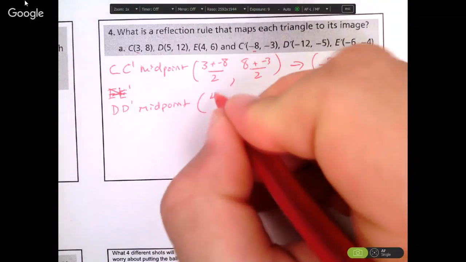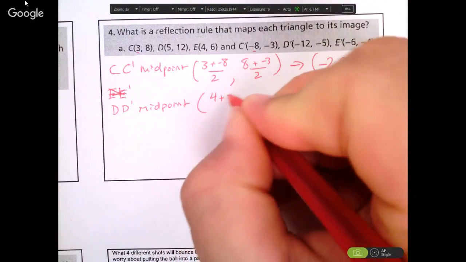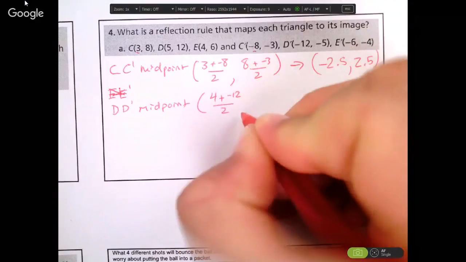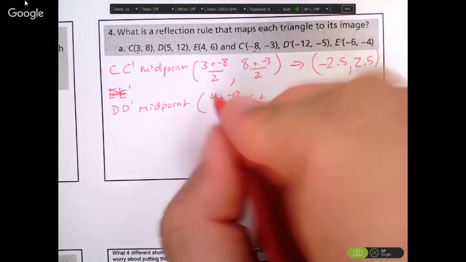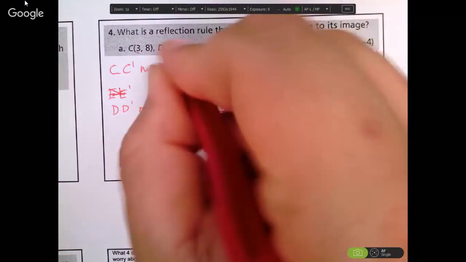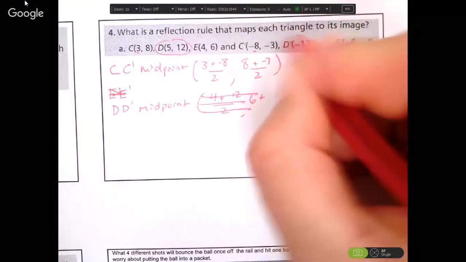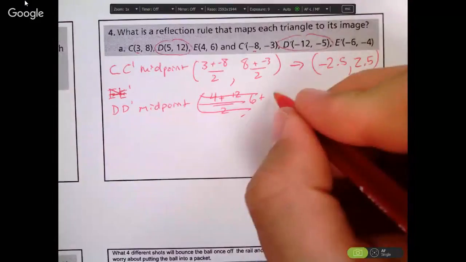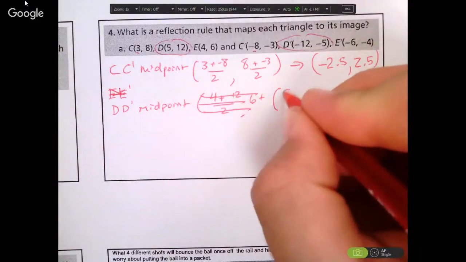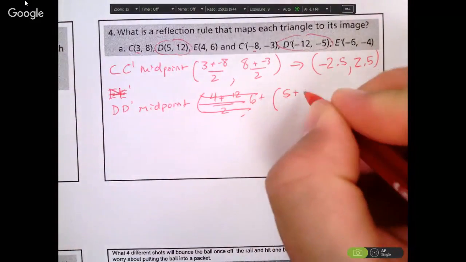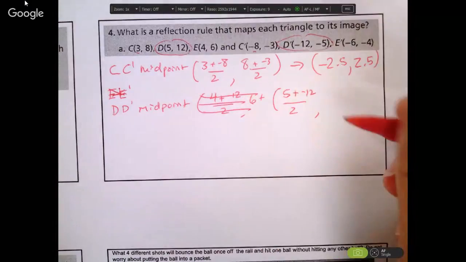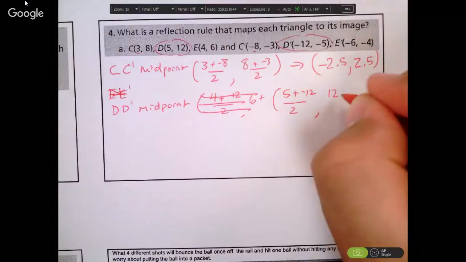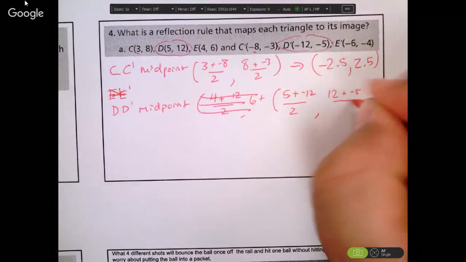So 4 plus, we're moving on. And 6 plus, did I do it wrong? Oh, goodness gracious. Be nice. 5. Hopefully you're not writing in pen. And then 12 plus -5.